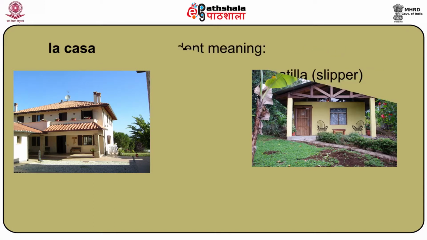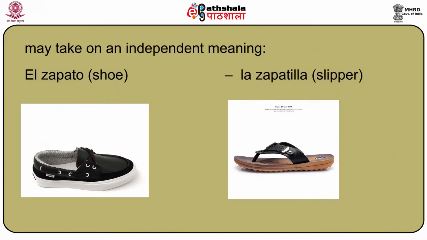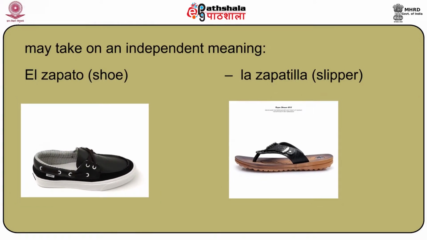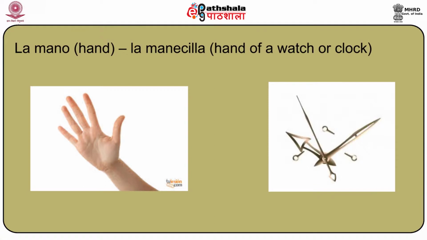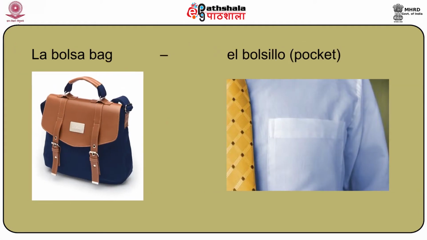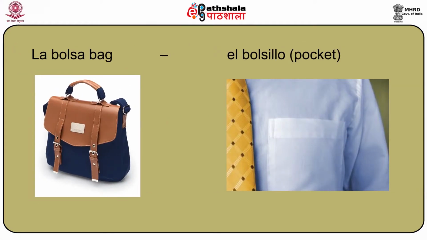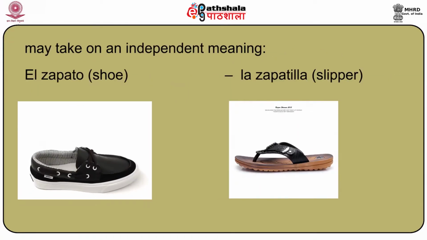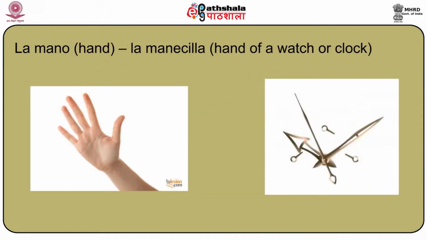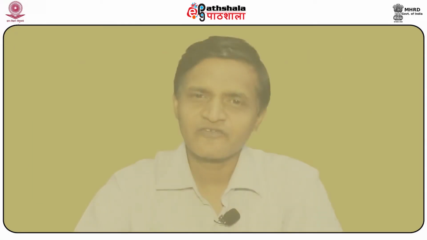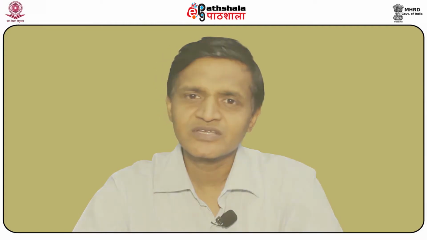Words with a diminutive suffix may take on an independent meaning. El zapato, shoe, becomes la zapatilla, but it is not a diminutive, but the meaning is slipper. La mano, hand, it becomes la manecilla, the hand of a watch or a clock. La bolsa, which is a big bag, when it turns into bolsillo, el bolsillo becomes pocket. The meaning changes into pocket. So zapato is shoe, zapatilla is slipper, mano is hand, and manecilla is the hand of a watch. Bolsa is bag, and bolsillo is pocket. So you have to be careful not to confuse it with the diminutive.